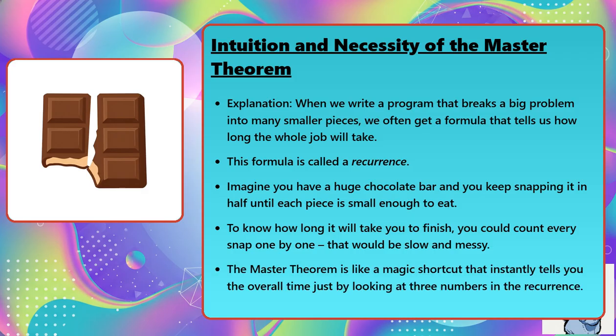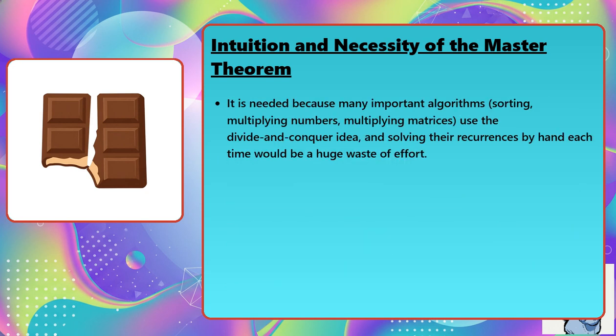The Master Theorem is like a magic shortcut that instantly tells you the overall time just by looking at three numbers in the recurrence. It is needed because many important algorithms such as sorting, multiplying numbers, and multiplying matrices use the divide and conquer idea, and solving their recurrences by hand each time would be a huge waste of effort.